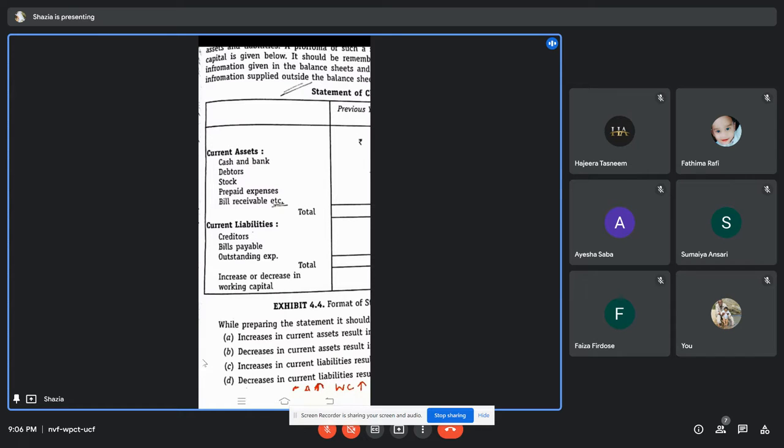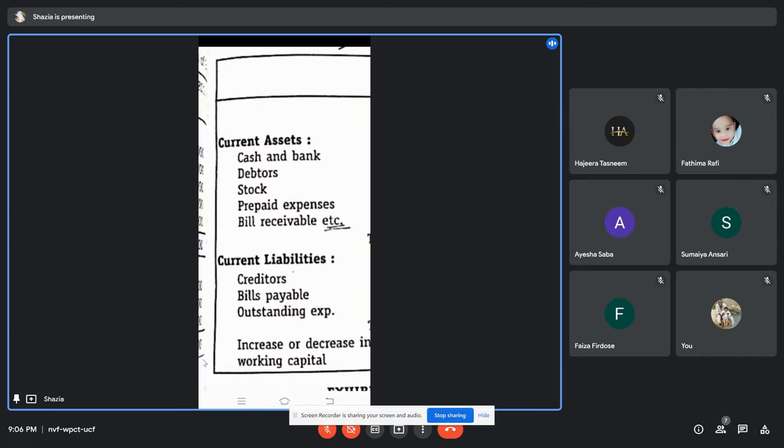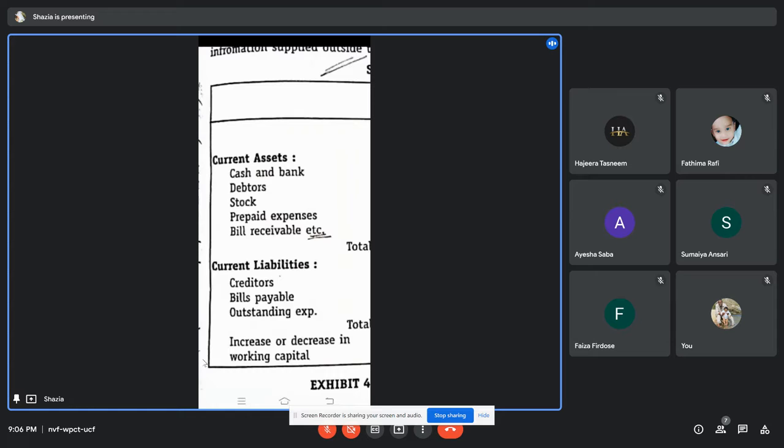Land and building, fixed assets, goodwill, all that will not come here. But in the question they will give you the normal balance sheet, because the balance sheet has to tally with your liabilities. But we are going to take only the current assets.